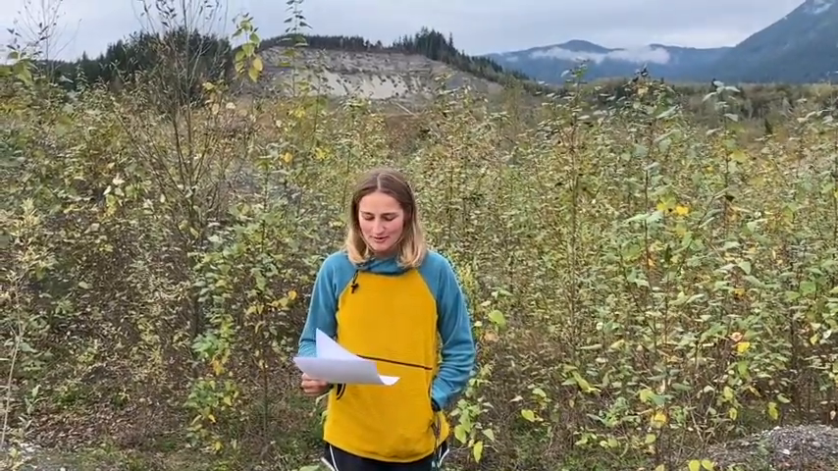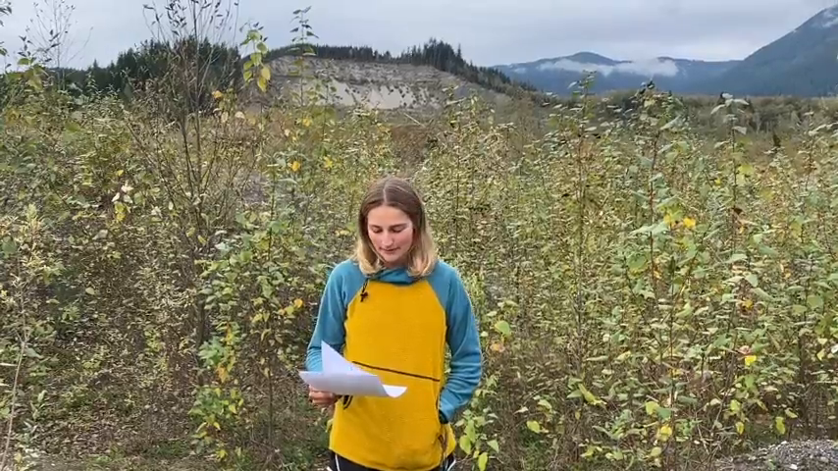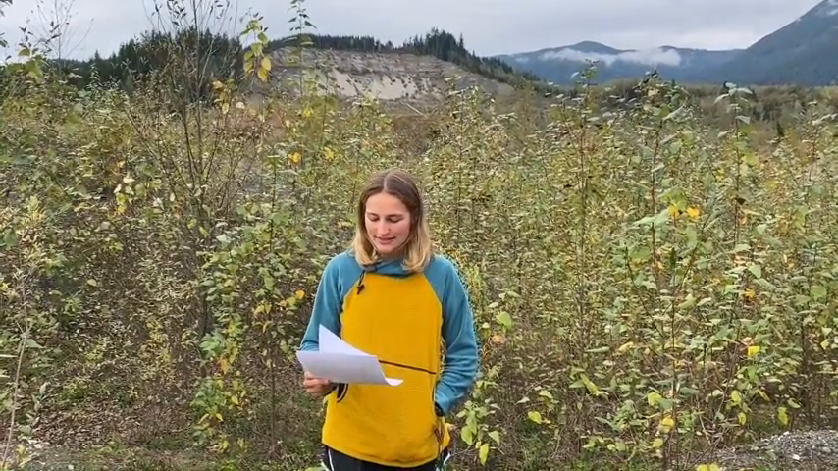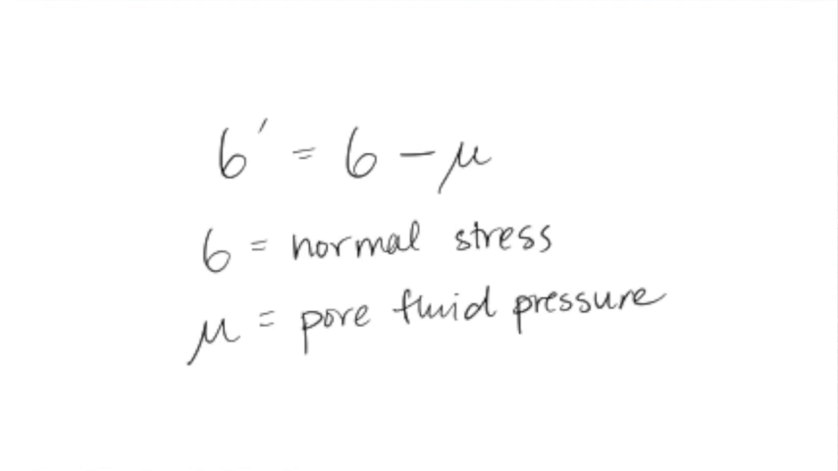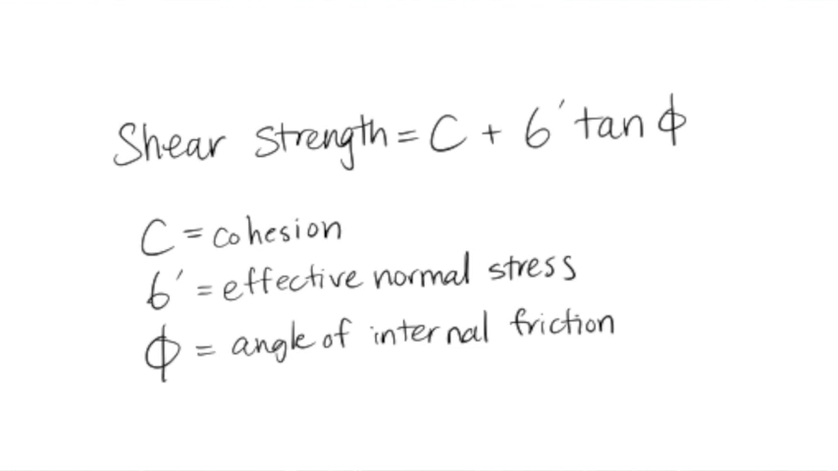Let's consider some variables that are crucial in order to determine a slope's susceptibility to failure. First and foremost, it is important to consider the shear strength, which is the ability of material to resist shear stress, and can be determined by measuring the cohesion of the material, the effective normal stress, which is dependent on the pore fluid pressure, and the angle of internal friction.